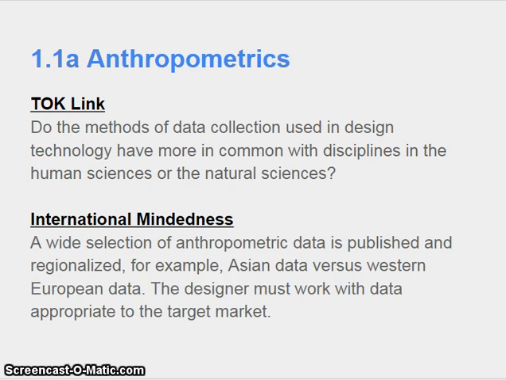Think about the methods of data collection that are used, and think about how it relates to theory of knowledge here. Do those methods of data collection, when used in design technology, have more in common with human sciences or natural sciences? What do you think? People who are doing research on the human body, are they more like biologists or are they more like... Well, it's open to interpretation. And then a wide selection of data is published and is regionalized. That's important because sizes of people around the world are different.